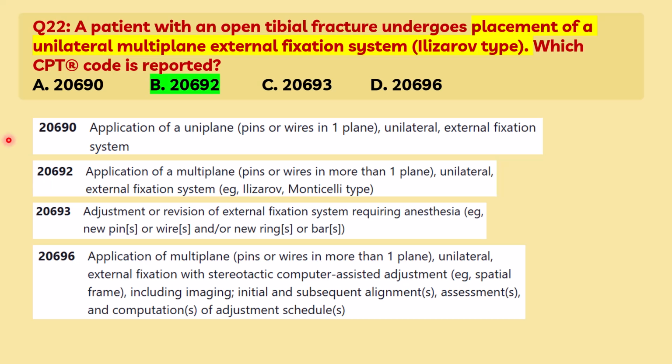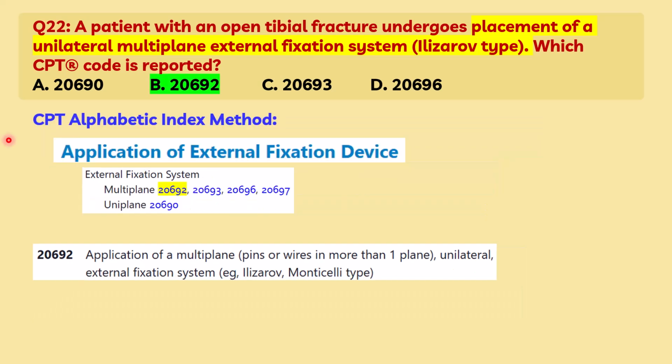So if you want to find the answer using the CPT alphabetic index, go for the main index term application of external fixation device, then go for the subterm external fixation system, then go for the subterm multiplane. It will lead you to the following code. Again, come back to the tabular list and confirm the answer. Once you confirm, the correct answer will be answer B.